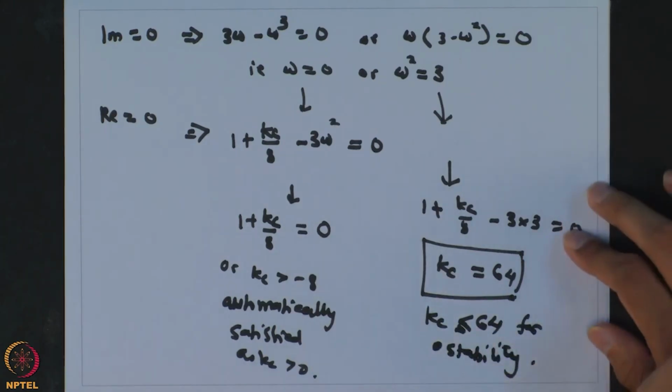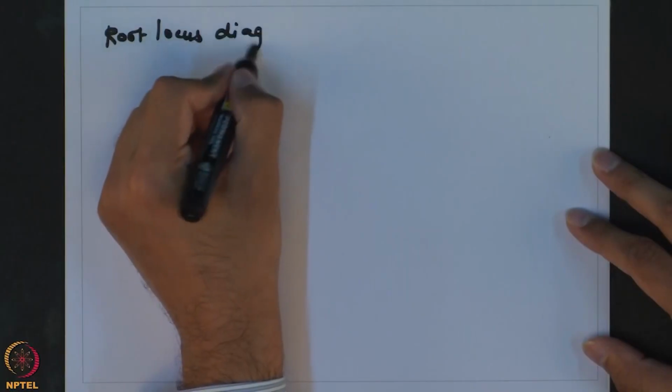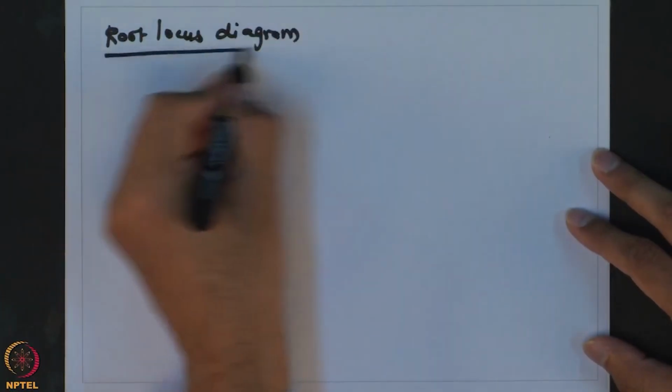So, by using this method also we can compute the stability limit, or what is the maximum value of the controller parameter which we need to use in order to satisfy the stability criteria, or in order to ensure that the feedback system will remain stable. Now, all this information is typically represented in the form of a root locus diagram, which will be used to design a feedback controller.